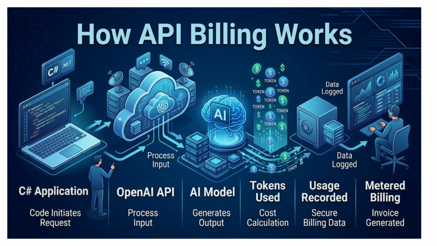Here's how API billing works. First, our C# application sends a request to the OpenAI API. The AI model processes the input and generates a response. Both the information we send and the response we receive can use tokens. The platform records this token usage. The final cost depends on the model we use and the number of tokens processed. This allows us to monitor our usage and understand how our application is consuming the API.